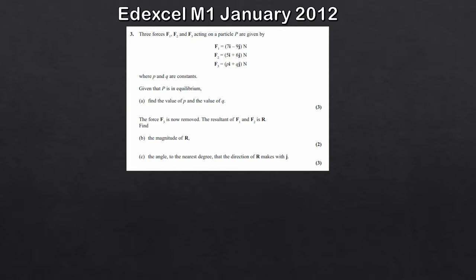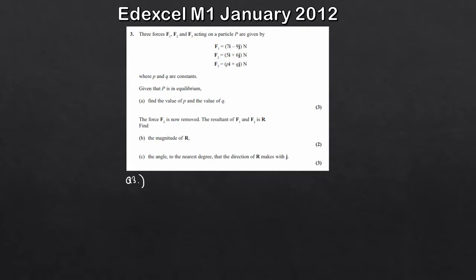This first question here is taken from the January 2012 paper. So let's get the right pen colour. Question 3 here. We've got three forces, F1, F2 and F3, acting on a particle P. We're told P and Q are constants, and we're also told that the particle P is in equilibrium. So the first part wants us to just find the value of P and the value of Q.